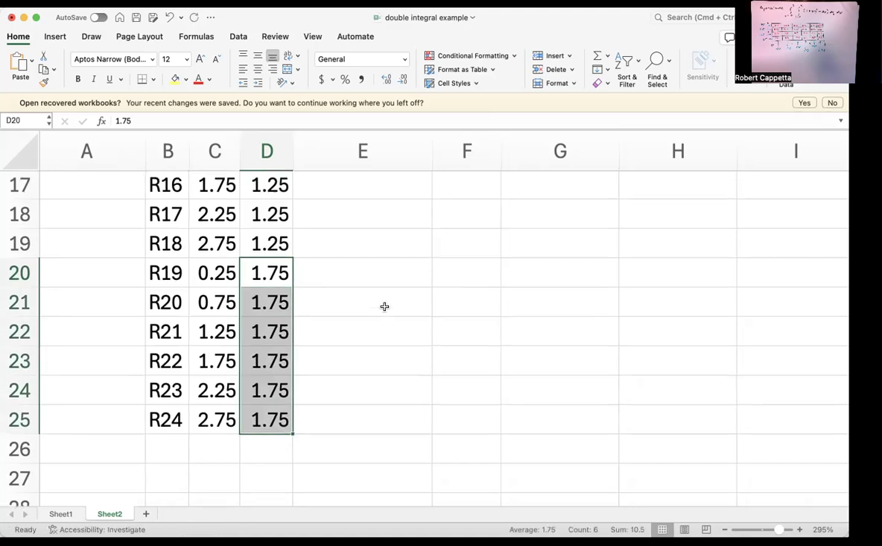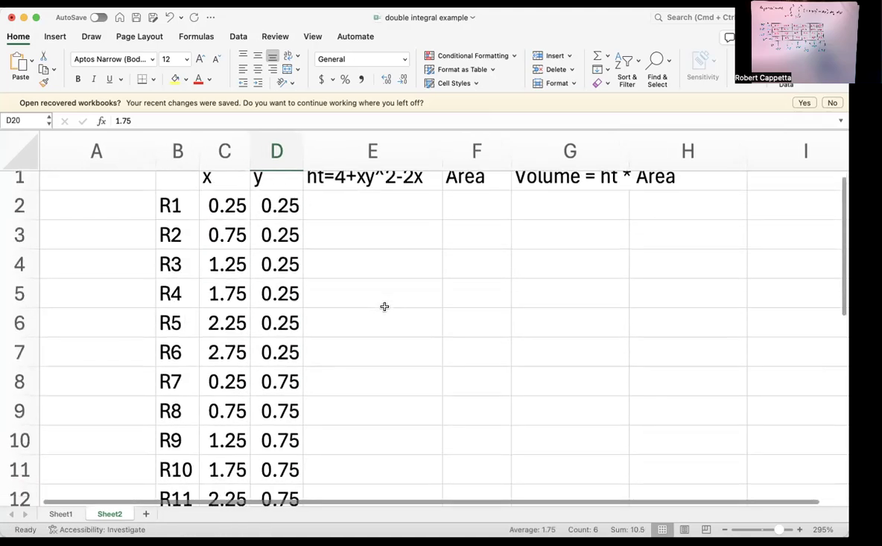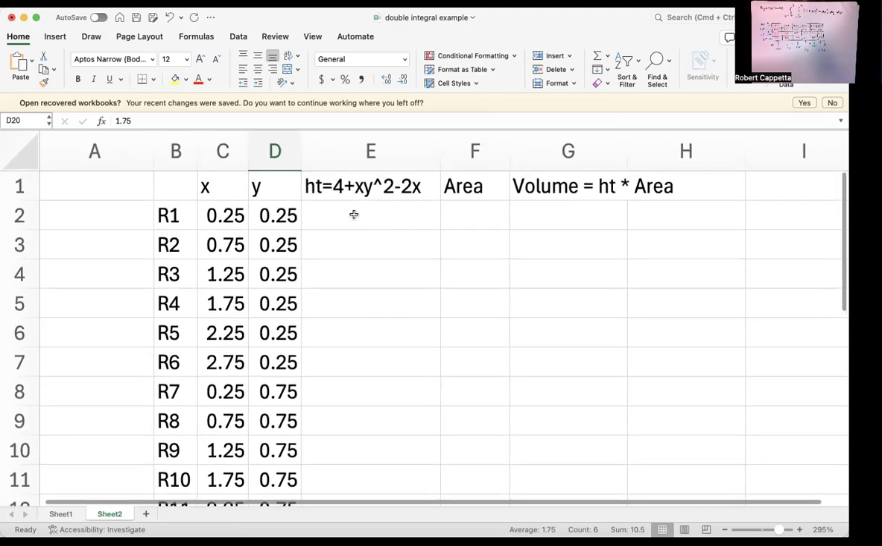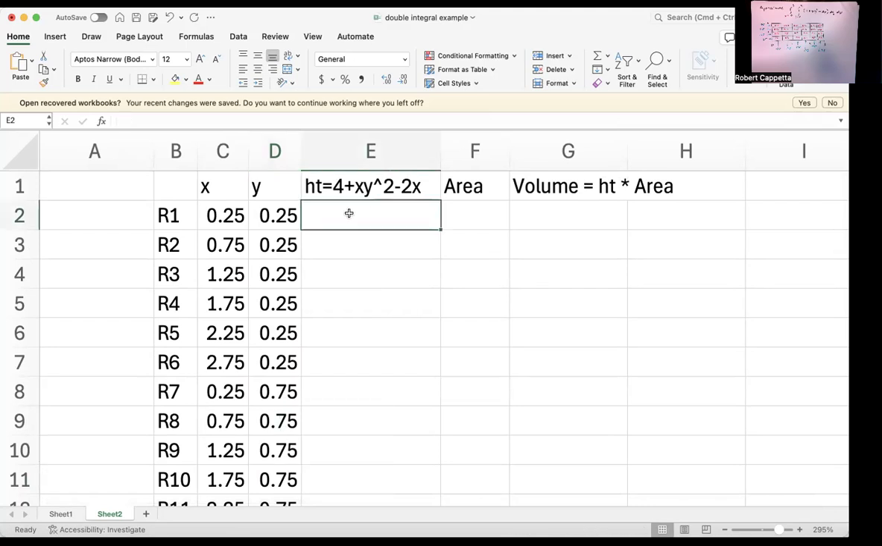We're building Lego towers on each of those 24 blocks. Now I have to figure out what my height is. So it's 4 plus x times y squared minus 2x. So it equals 4 plus the x value times the y value squared minus 2 times the x value.